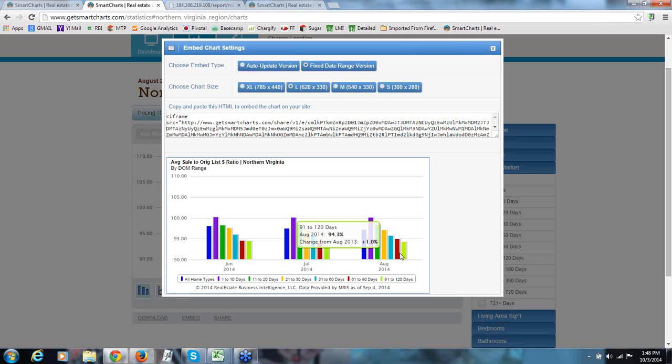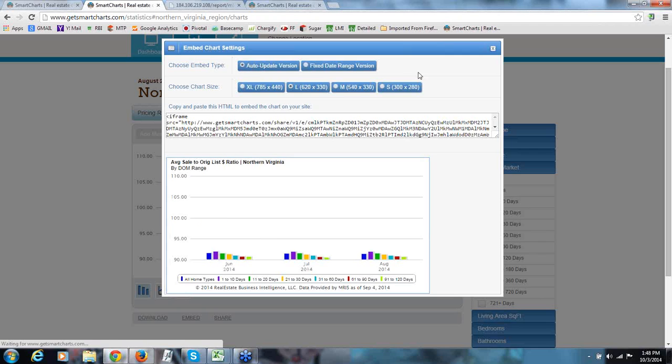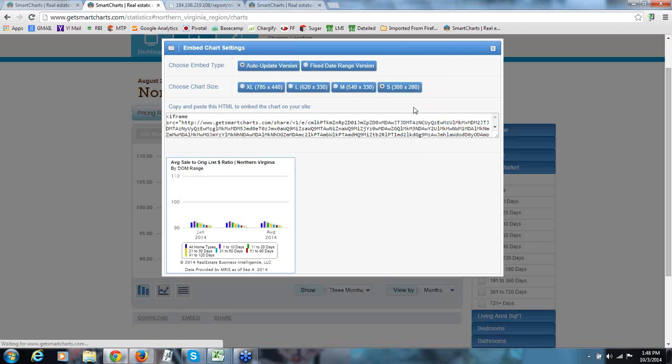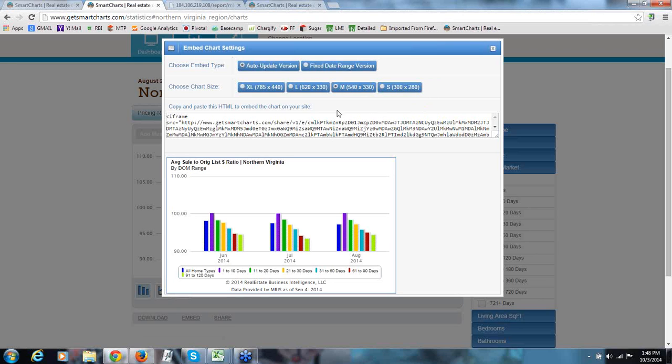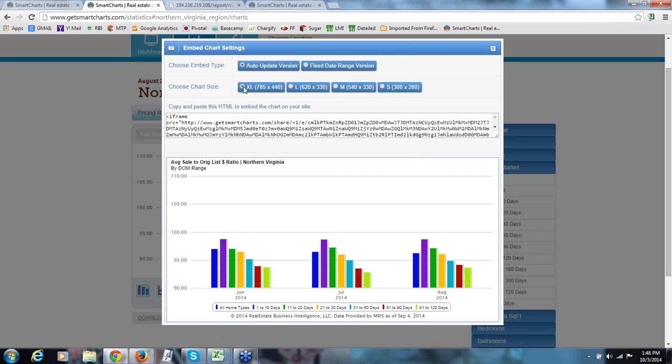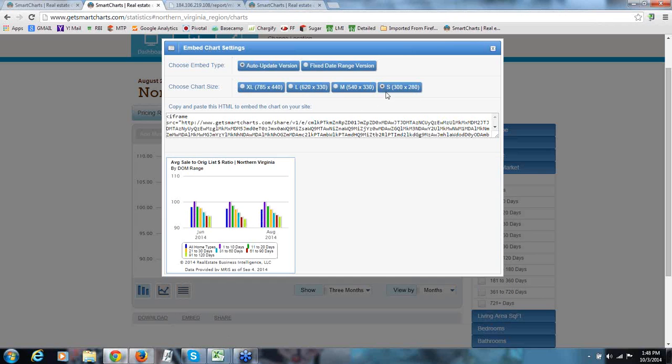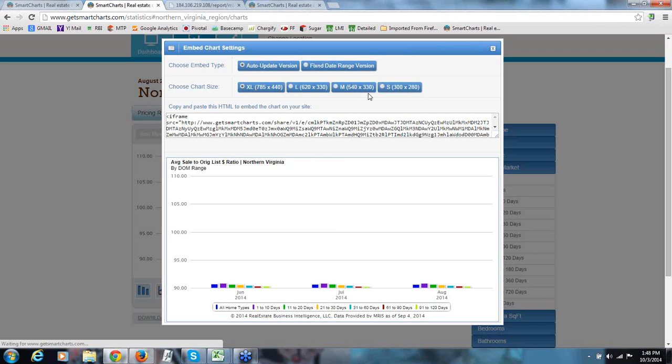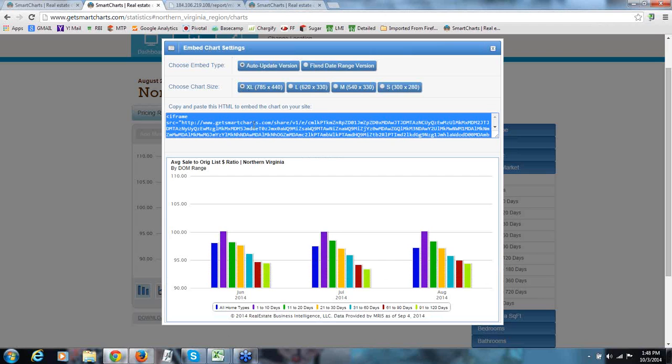Use that if you're a blogger and you're putting narrative around what's showing up in the chart. But if you just have a standalone stats section where you're focusing on certain zip codes or home types or what have you, use auto update version so it'll update automatically. Pick your size ranges. We took some of the standard web templates out there and picked sizes that should fit. If you have a big space, you might use the 785 by 440. If you want to put some in the right rail, then 300 by 280 is the smallest it'll go. And I'm just going to simply copy and paste this.